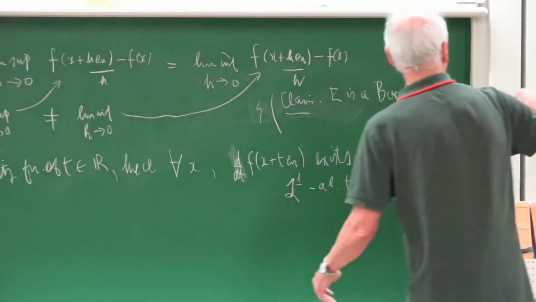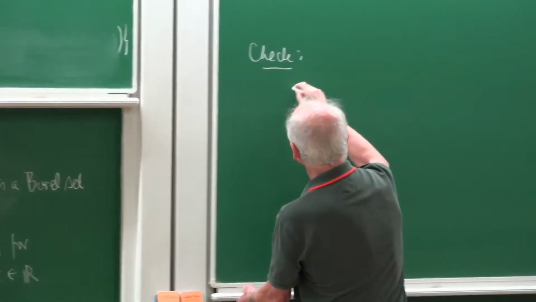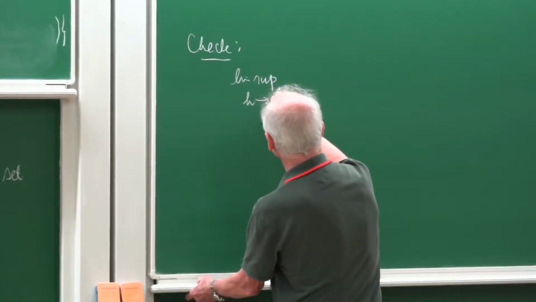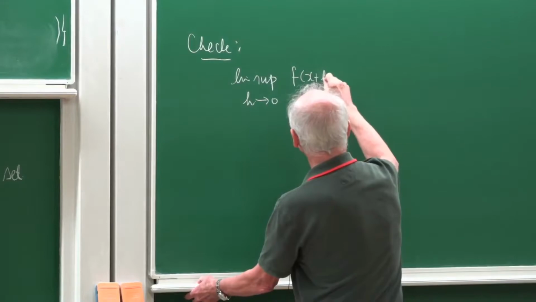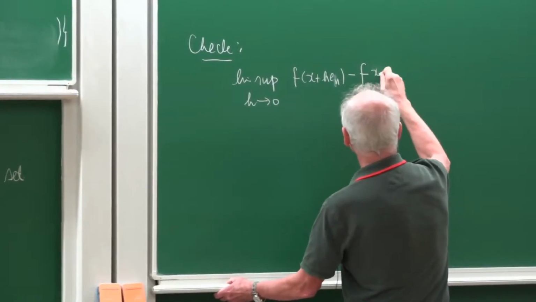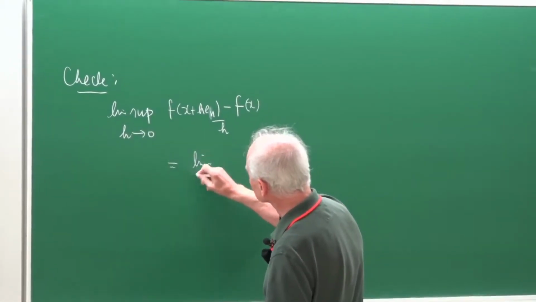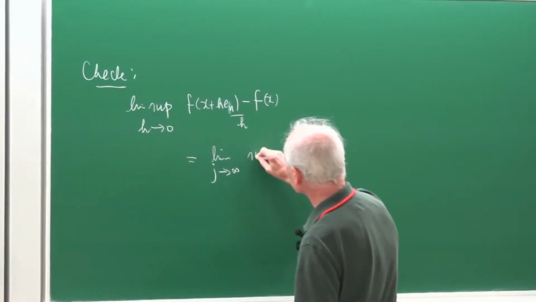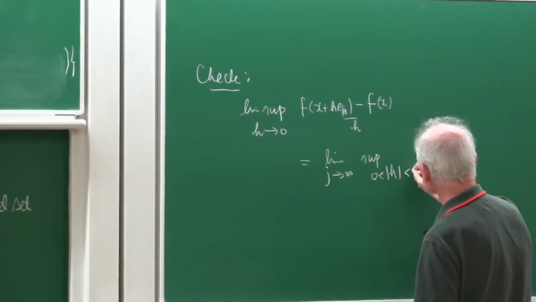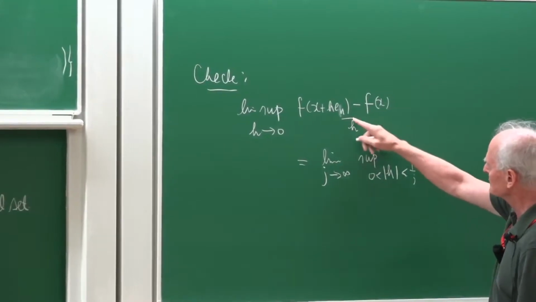But you see this. Let's look at this lim sup and check that it's a Borel set. Let's look at the lim sup as h tends to 0 of (f(x + h e_n) minus f(x)) over h. Well, remember, by definition of lim sup, that's the limit as j tends to infinity of the sup over h with absolute value bigger than 0 and less than 1 over j of this quotient.